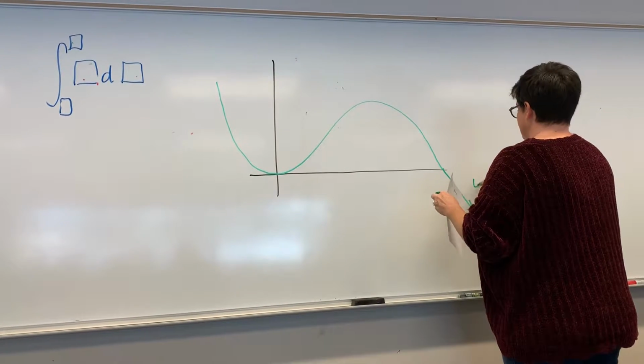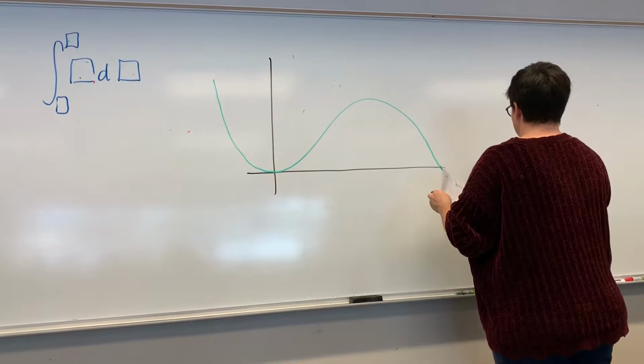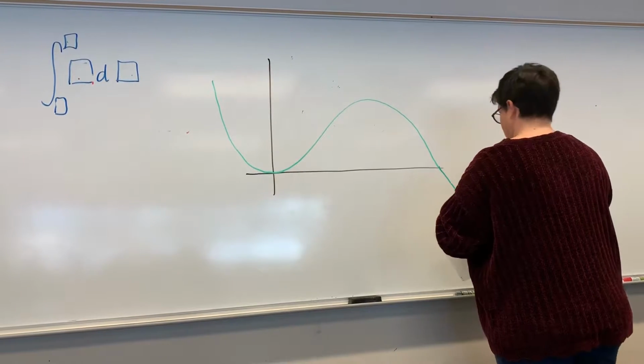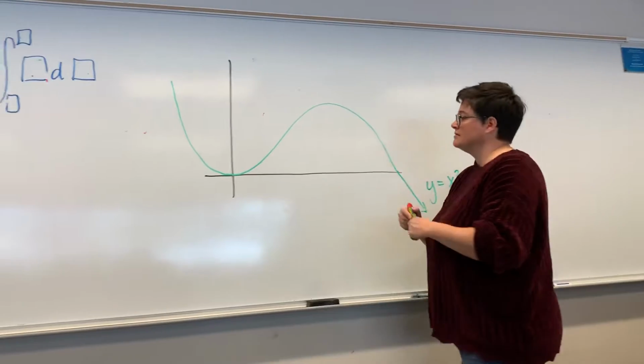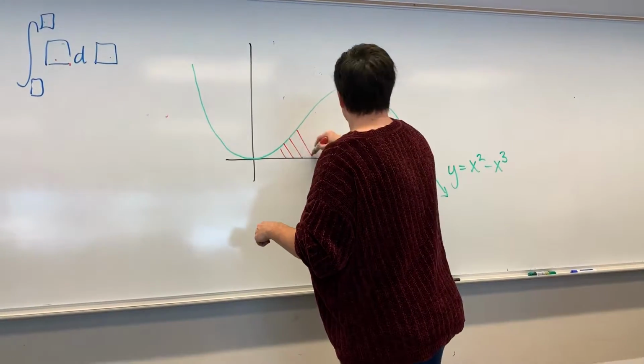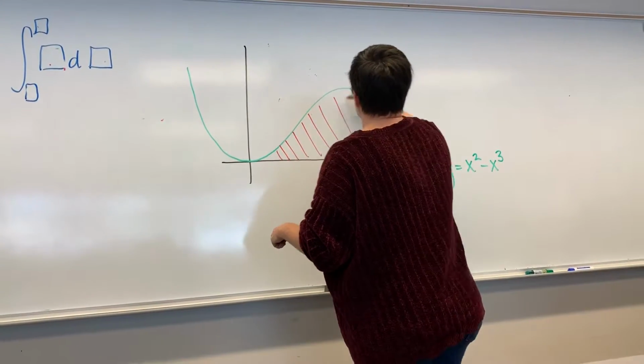So this is y equals x squared minus x cubed. And I'm asking you to find the shaded area right here.